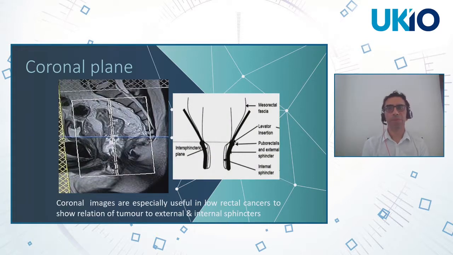So looking now at the coronal images, these are planned parallel to the long axis of the rectum on the sagittal images. The coronal images are especially useful in low rectal tumors, where the lower extent of the tumor is at or below the puborectalis muscle.